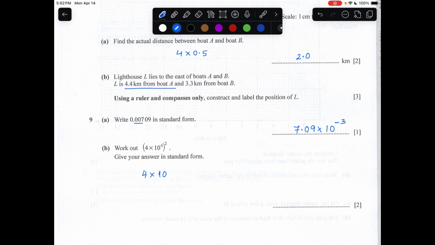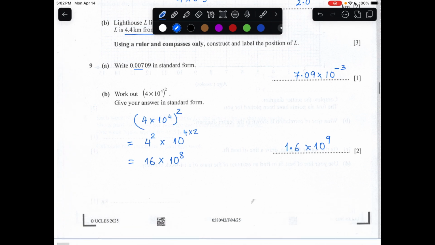4 times 10 to the power of 4, all to the power of 2. That means 4 to the power of 2, and 10 to the power of 4 times 2. That gives you 16 times 10 to the power of 8. To write it in standard form, it would be 1.6 times 10 to the power of 9.